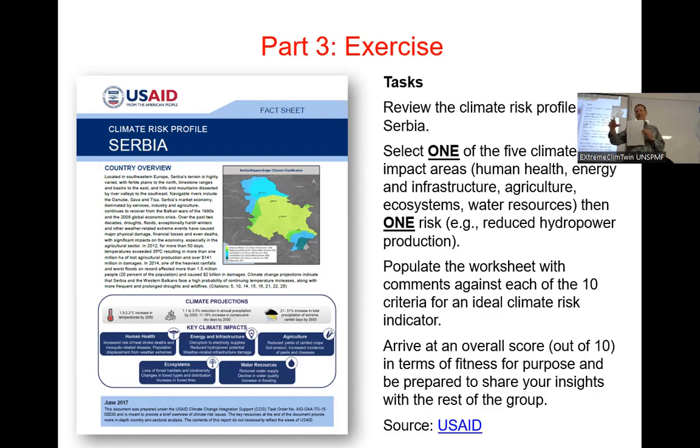It's very, very short, and then think about what might be filled into these 10 boxes in terms of the attributes of the climate risk indicator of your choice. What we're going to try and do is, at the end, pull together your ideas and see, is there a 10 out of 10 indicator for climate risk in Serbia out there? What might it be? Or are we looking at 5 out of 10, 6 out of 10 for an indicator that's relevant to one of these impact areas?